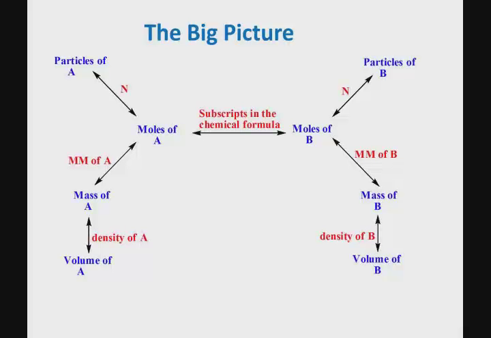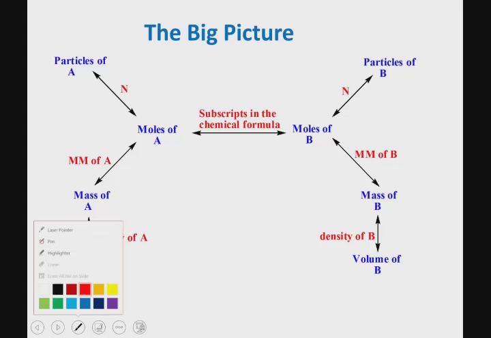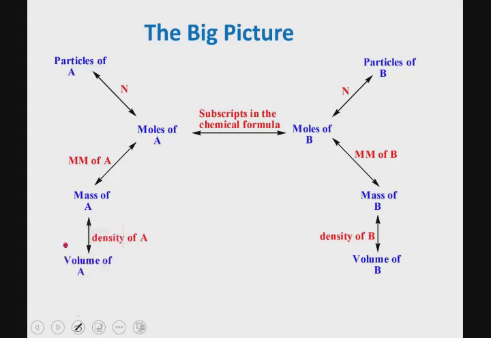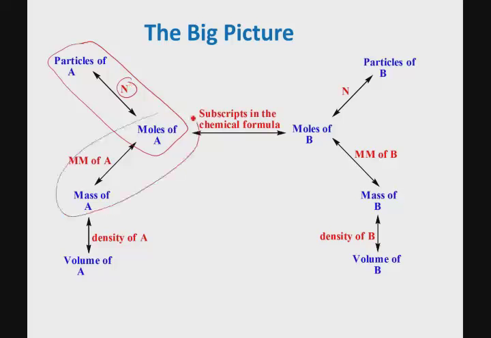In previous sessions, we have looked at some equations that allow us to carry out a few calculations involving compounds. We have seen how particles of a substance can be converted to moles of that substance and vice versa using Avogadro's number, which is 6.022 times 10 raised to 23. We know that 1 mole of every substance has Avogadro's number of particles.